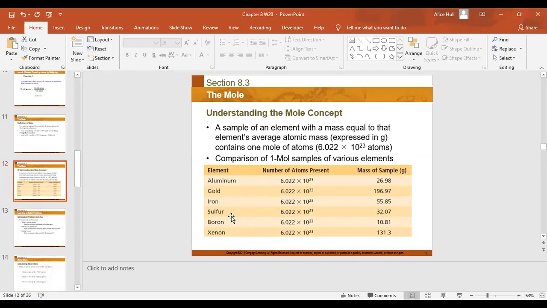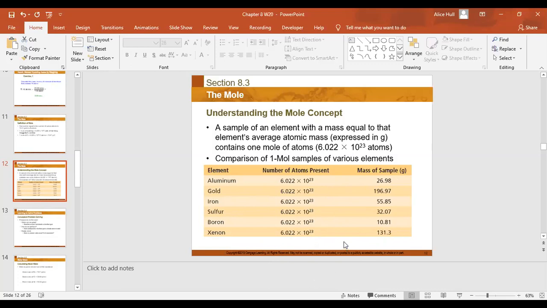Okay, so let's just take a look at the numbers here. If we have aluminum, we just looked at this one. The number of atoms present is 6.022 times 10 to the 23rd. The mass of the sample in grams is 26.98. That's the number we got from the periodic table. They're kind of interchangeable. Look here, all of these numbers of atoms present are all the same. It's all Avogadro's number. So what we're going to be focusing on are the elements that we're looking for and the mass of the sample, which is the number that is below the element symbol on the periodic table.